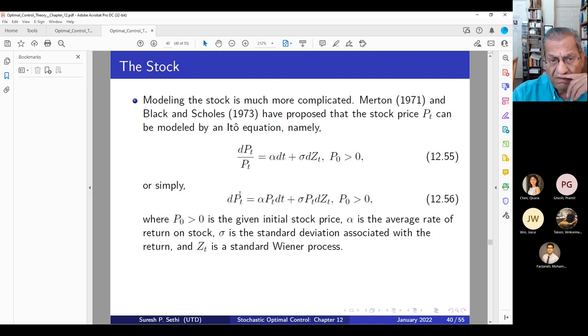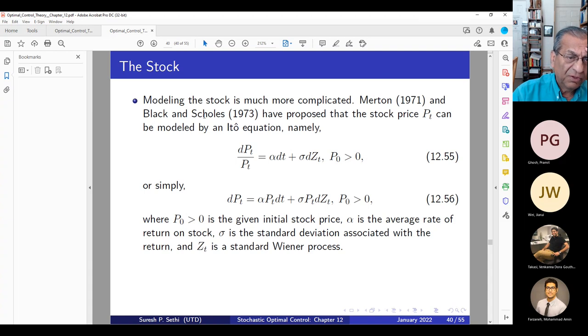This is standard, done in 1971, who received the Nobel Prize. Black and Scholes. Scholes received the Nobel Prize in 73, whenever he received the prize. These are the papers they wrote. And Black is no more, he died. So they had to give the prize only to the person who was living, which is Myron Scholes.